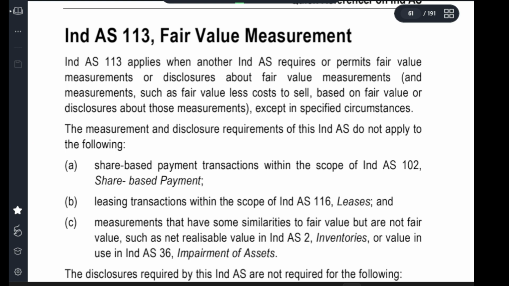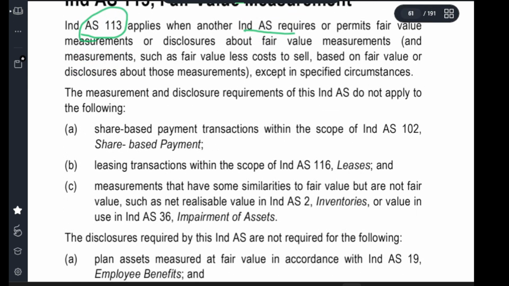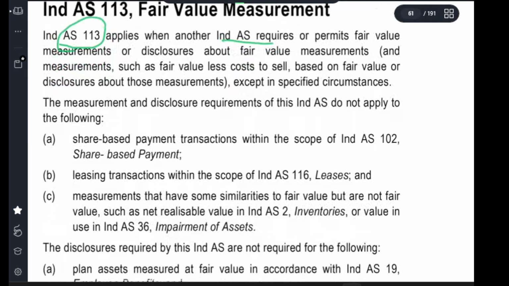What is it trying to say? It only applies when other Ind AS permit fair value measurement. It can't be applied anywhere and whenever. Only when it is required will it apply, and that should be permitted by other Ind AS for applying Ind AS 113 fair value measurement.